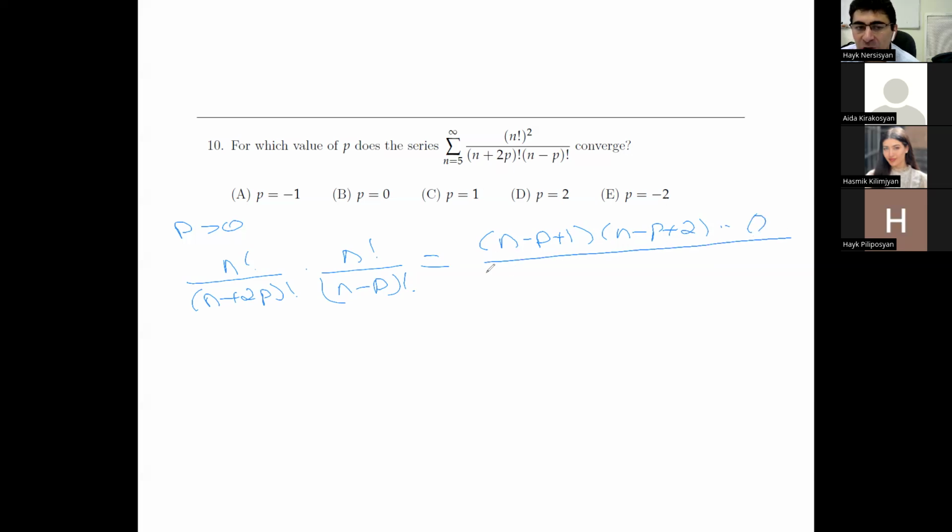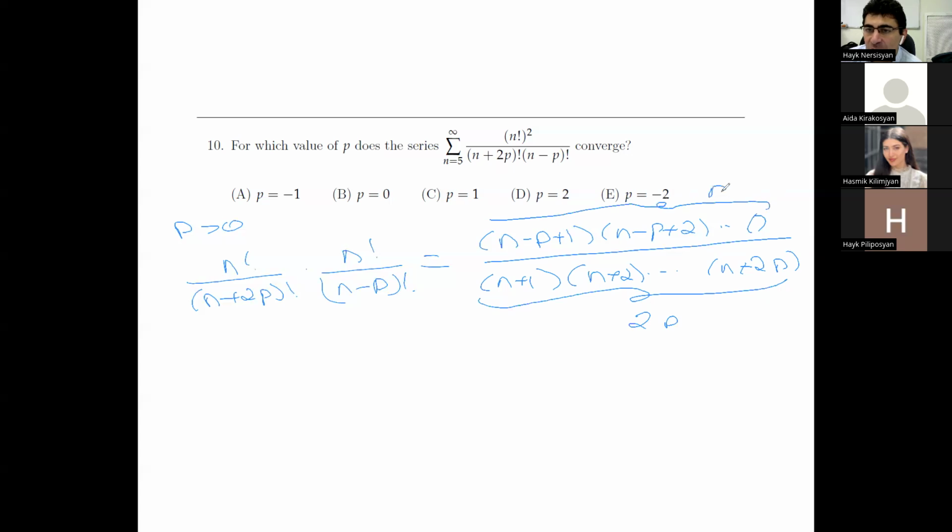On the numerator, we are going to get from these terms n plus 1, n plus 2, etc., and the last term n plus 2p. How many terms do we have here? Total number of terms from n plus 1 to n plus 2p is 2p. And how many terms do we have here? Here we have p. So all this stuff behaves as 1 over n to the power of p.